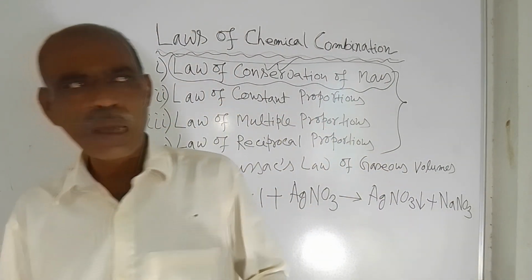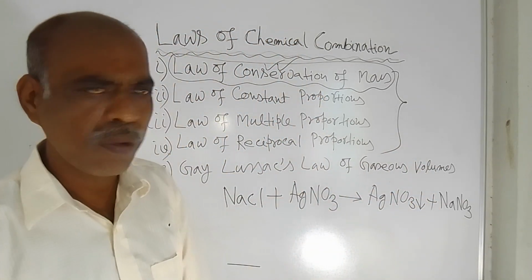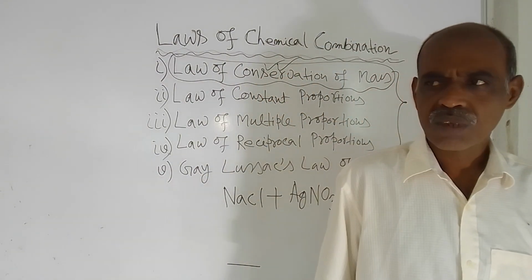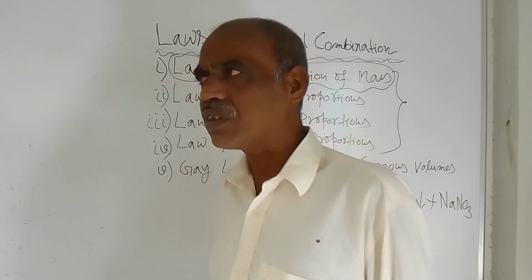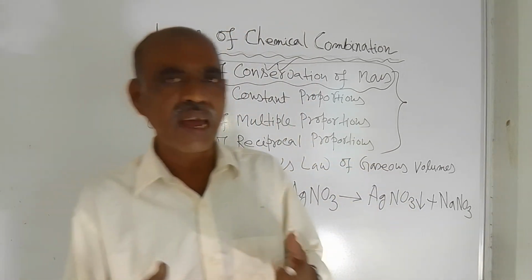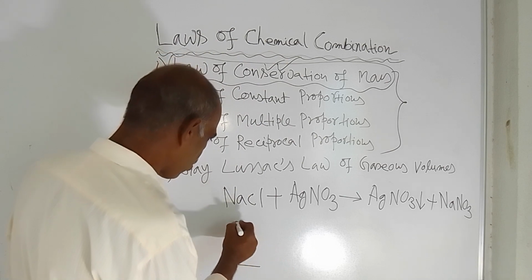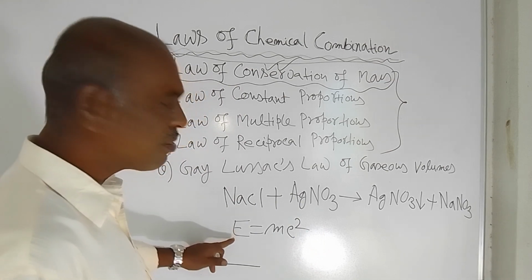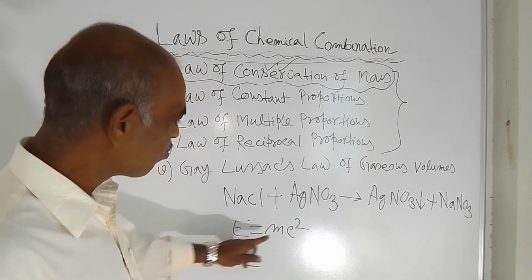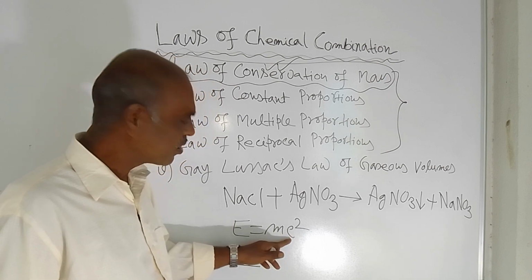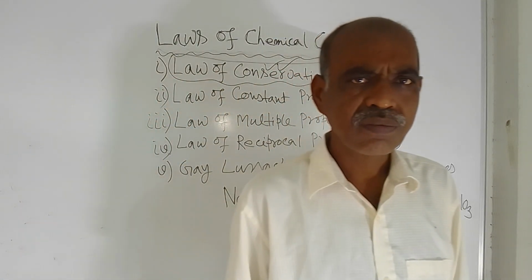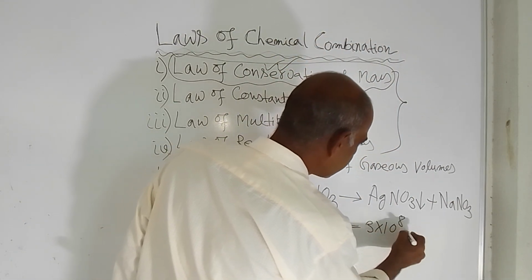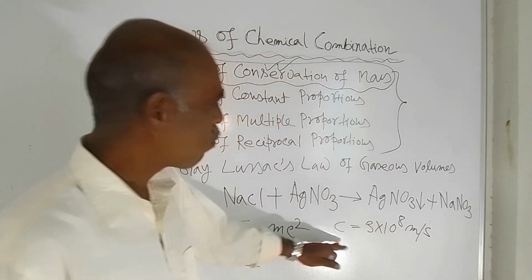But in chemistry you will find this law of conservation of mass. But there is one problem, that there is an exception to this law also. According to Einstein's theory of special relativity, he showed that E is equal to mc square. I think this law is known to you. Capital E is energy, small m is mass, and small c is the velocity of light. You know the velocity of light is 3 into 10 to the power 8 meter per second.